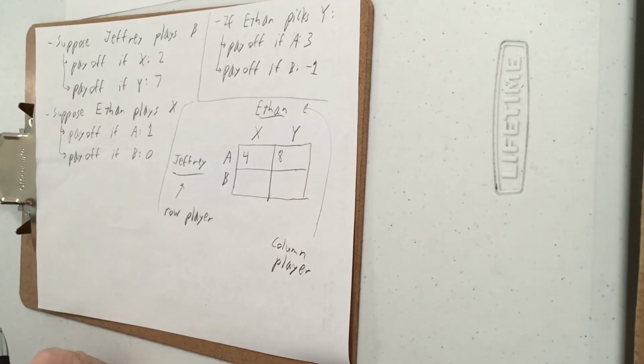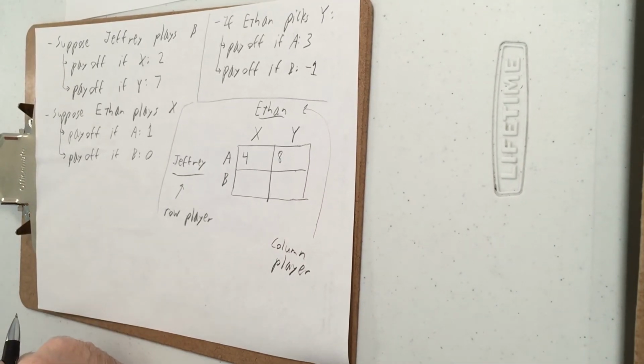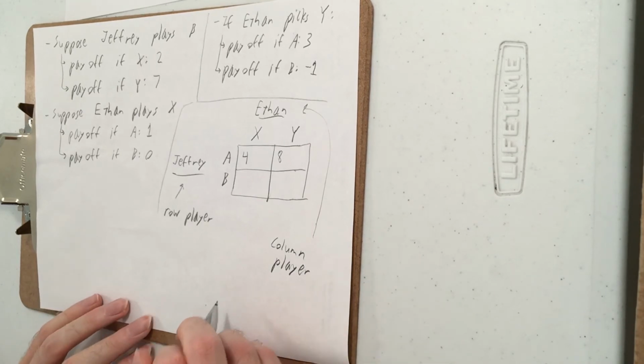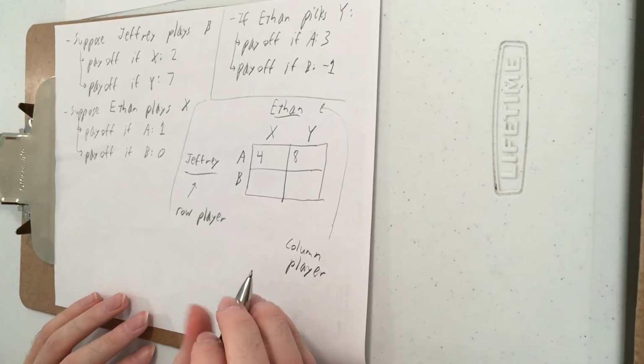So, one very, very important convention to know, because we'll use this for the rest of the semester. In these tables, the row player's payoffs always come first. So it's always row player's payoff, then column player's payoff.